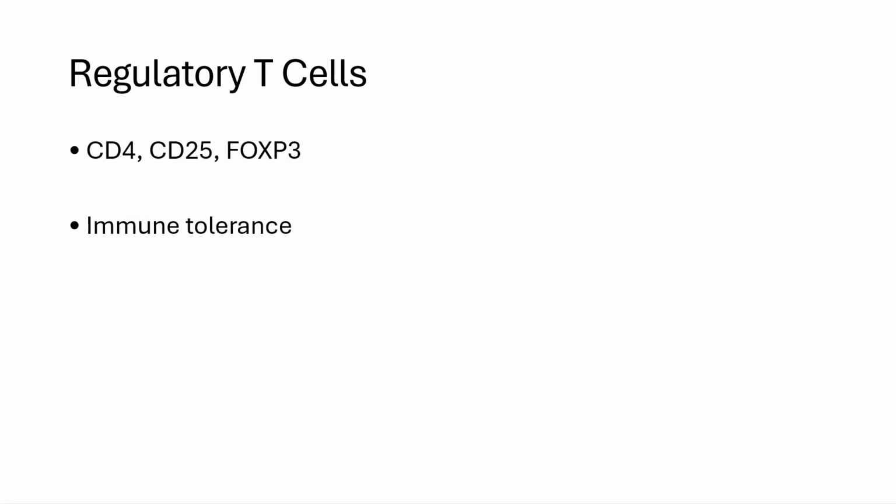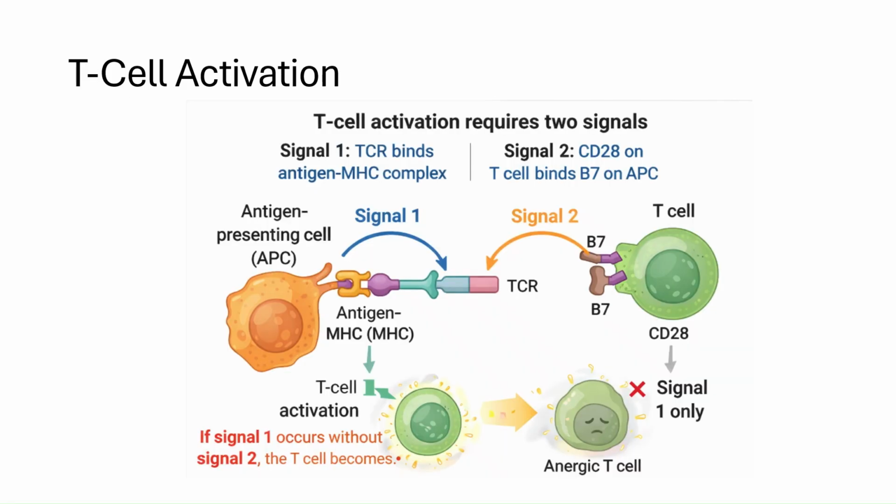Now let's move on to regulatory T cells. The regulatory T cells maintain immune tolerance. They are CD4 positive, CD25 positive, and they also express FOXP3. It's also essential to remember that they suppress immune responses using IL-10 and TGF-beta, which reduce the immune response. You also have to remember that the loss of FOXP3 causes IPEX syndrome, which presents with severe autoimmunity in infants.